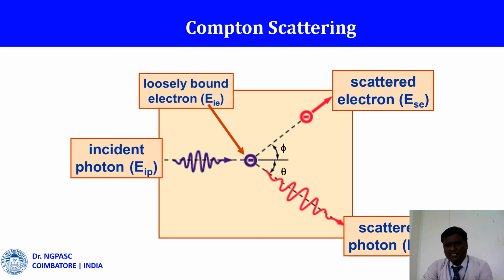In diagnostic radiology, all the scatter radiation comes only from Compton scattering. This Compton scatter is not useful in diagnostic radiology because it will give noise to the film. Because of this noise, the image quality will be reduced.